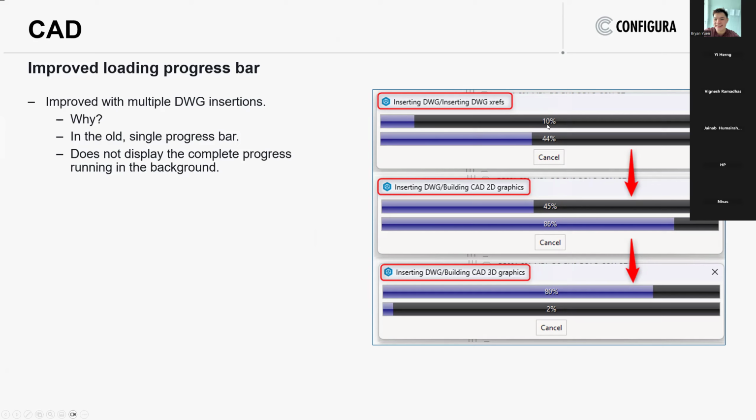Now the first bar would be the overall progress, and the second one would be the individual progress. After this is done, it will move on to building CAD 2D graphics, and after that, building CAD 3D graphics. After all these three steps have been done, it is safe to say that your CAD has been successfully inserted in the drawing. And once you click on anything, CET should not freeze.